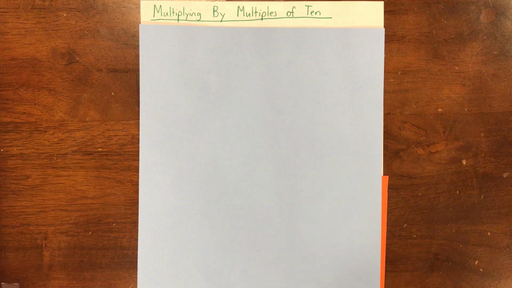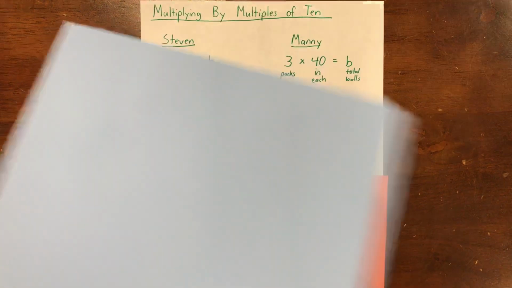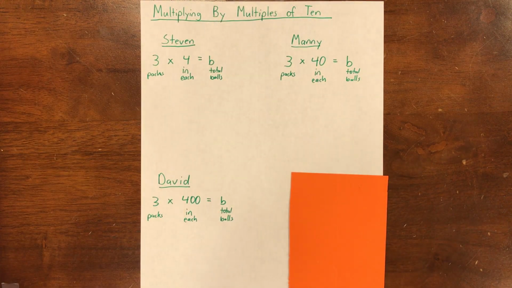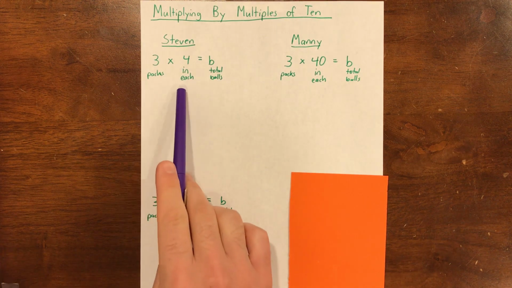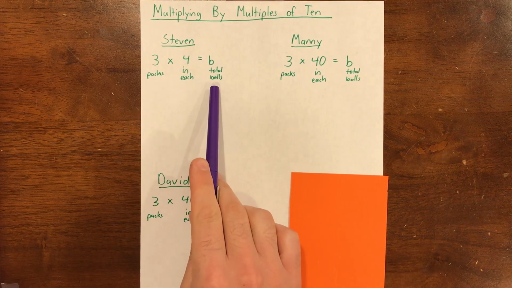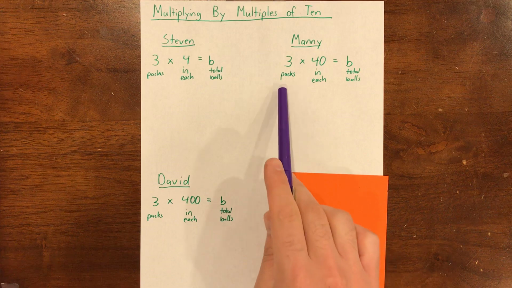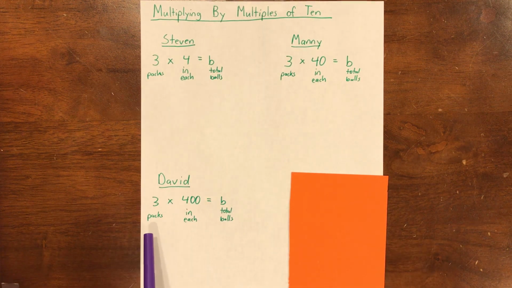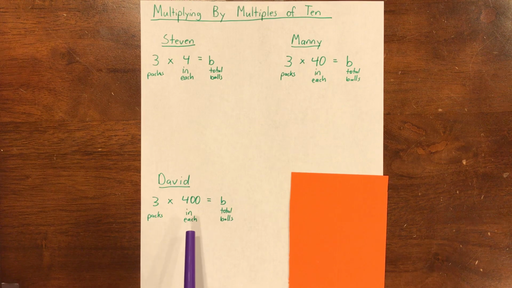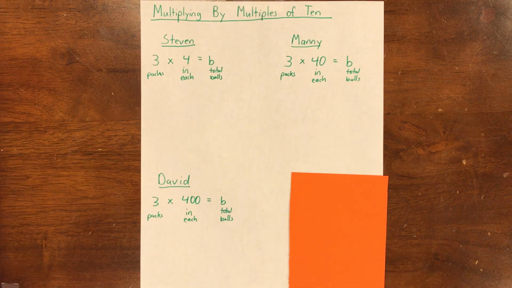One way that I bet a lot of you used would have been to write a labeled number sentence for each person in the story. And that probably looks something like this, right? We've got Steven. You can find his total by taking 3 packs times 4 balls in each and finding the total. Manny, 3 packs but 40 tennis balls in each pack. And then David, 3 packs times 400 tennis balls in each of the packages he was buying.